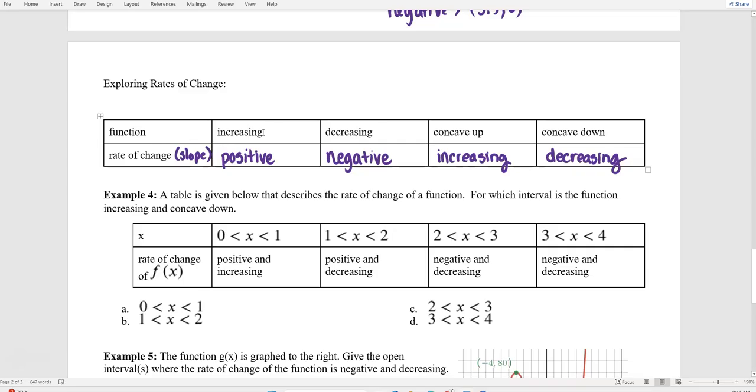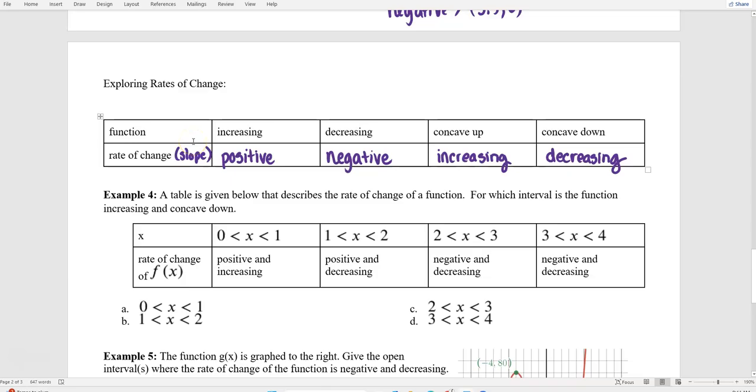Okay, so sometimes they give us questions where they give us information about the rate of change and ask us about the graph. So here's an example with a table. A table is given that describes the rate of change of a function. For which interval is the function increasing and concave down? So this chart that I've just made right here, we make it over and over and over again.